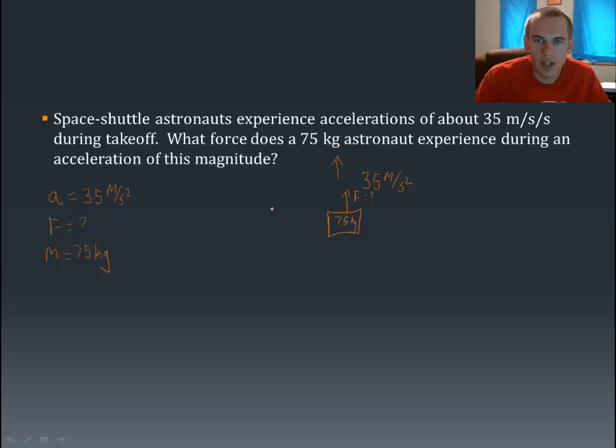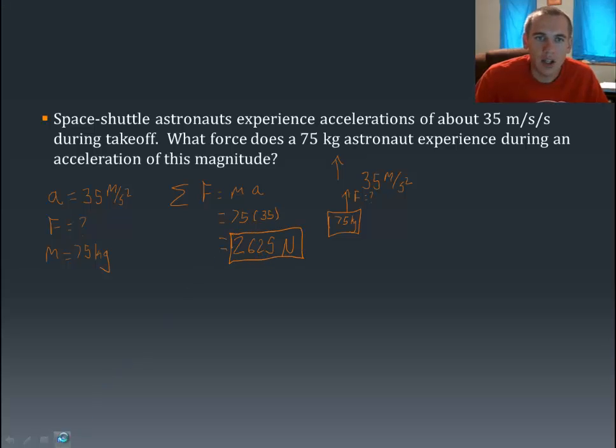So we go to Newton's second law. Since this is his total acceleration, the only force we have to worry about is that one. So we can say net force equals mass times acceleration. And so this equals 75 times 35. Okay, I get 2,625 newtons. Okay, and that would be in the same direction as the acceleration, but it doesn't actually give us a direction. So 2,625 newtons.